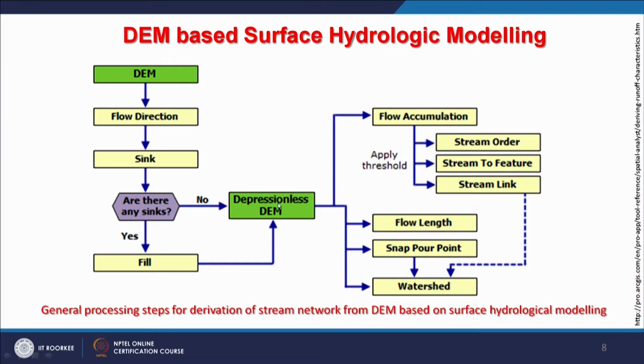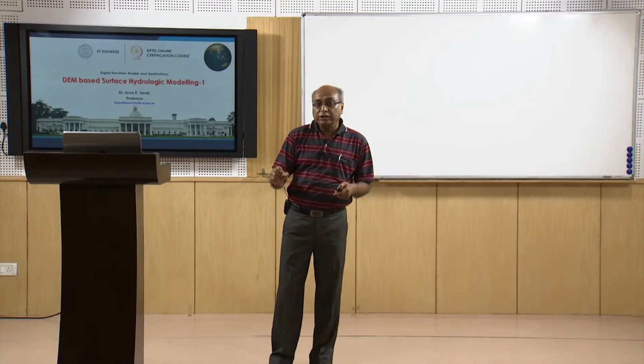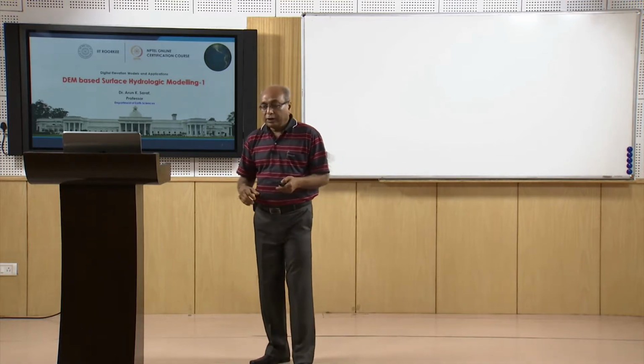It can also be used to calculate flow length, and the pour point or a snap pour point, and ultimately all these processes will lead to delineating the watershed boundary for an entire area in one go, depending on the size which we declare. Or we can choose the location of a pour point, and as soon as we click, the watershed boundary is automatically delineated. This I will be showing through a few slides.